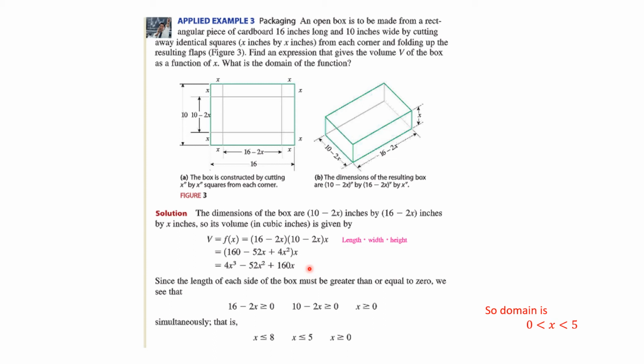So that is the answer to the first part. Since the length of each side of the box must be greater than or equal to 0, this must be greater than or equal to 0, x must be greater than or equal to 0, and this side must be greater than or equal to 0. And actually it needs to be greater than 0 to really have a box. So that means the domain is going to be between 0 and 5 because 5 is smaller than 8. Make sure you understand this example.